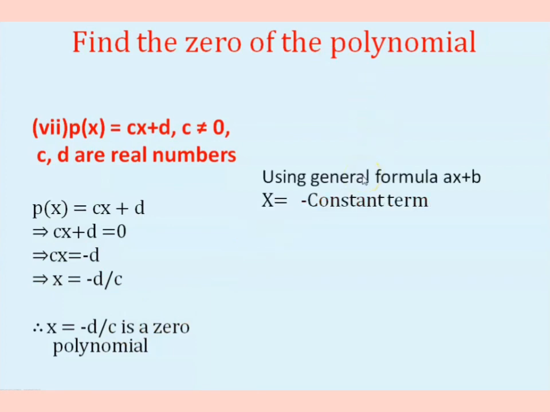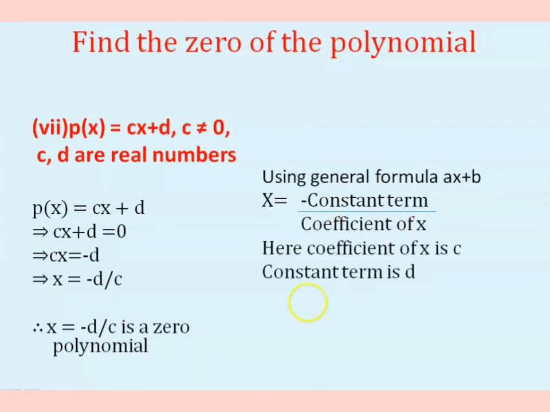Using the general formula, in this polynomial, the constant term is d and the coefficient of x is c. So, we equate, we get minus d by c as the answer.